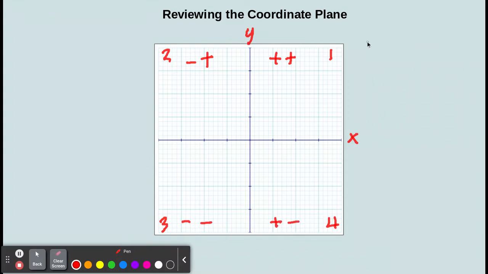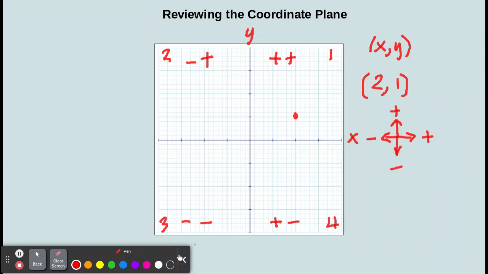Okay, the thing to remember about the coordinate plane is that we show points as being in ordered pairs, and ordered pairs are in the form of x comma y. So this point right here, in the x direction, it is 2, and in the y direction, it's up 1. So our ordered pair for that point is 2 comma 1. You need to remember that if we move to the right on our x-axis, we are moving in the positive direction. If we move to the left, we're moving in the negative direction. And on the y-axis, if we move up, we're going positive, and if we're going down, we go negative.